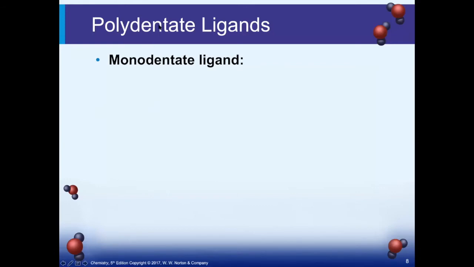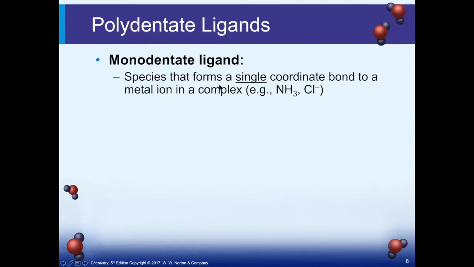Okay, so these ligands, let's talk a little bit more about these ligands. We've already said that they're Lewis bases that form a coordinate bond with a metal ion. Well, they can do that in different ways according to their characteristics. One way is through what we call a monodentate ligand. That's a species that forms a single coordinate bond to the metal ion in a complex. Some examples would be ammonia or chloride. These two ligands can only form one coordinate bond with a metal.